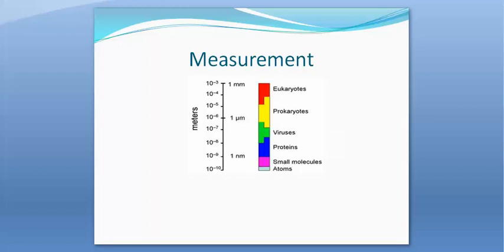Let me briefly mention measurement. Measurement is in micrometers. This slide shows differences across small microbial organisms, from atoms to eukaryotic types of cells, and the prokaryotes fall in and around 1 micrometer.